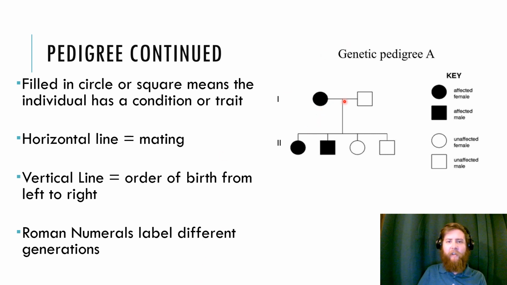If there's a horizontal line between 2 individuals, female and male, that means that this is a mating pair, and then the vertical lines are their offspring. We go from the oldest, the first one, to the youngest, which is the last one. Additionally, we have these Roman numerals here that label which generation we are. If these guys were to have kids, this would turn into generation 3, and this would continue on and on, as many generations as you can go back.